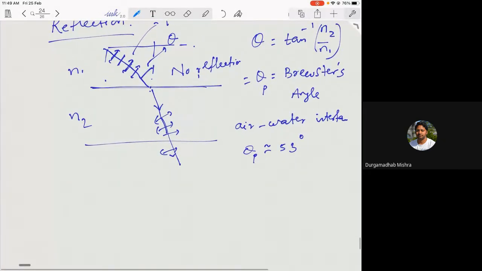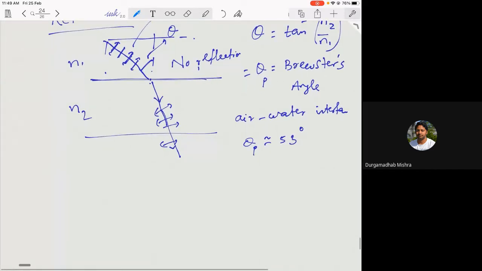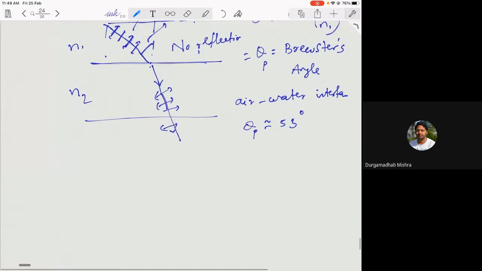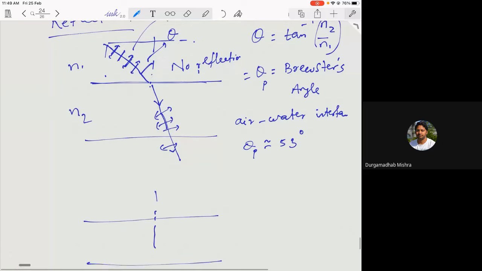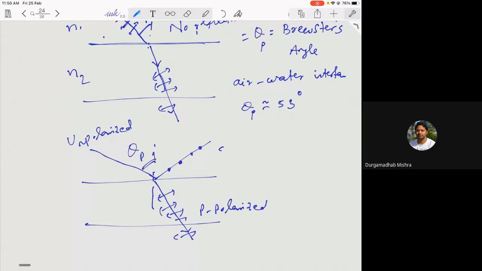Now, what happens if I come with unpolarized light? This is the situation if I have p-polarized light. What is the situation if I have unpolarized light? Again, this is theta p, and this is unpolarized. In the transmission, you will always have p-polarized light, and the reflection is normally known as s-polarized light.